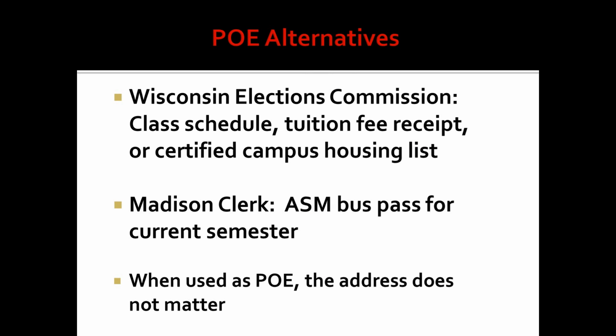There are alternative proofs of enrollment. The Wisconsin Elections Commission has approved a class schedule, a tuition fee receipt, or a certified campus housing list. The Madison clerk has approved the ASM bus pass for the current semester as POE. Again, for POE, the address does not matter.